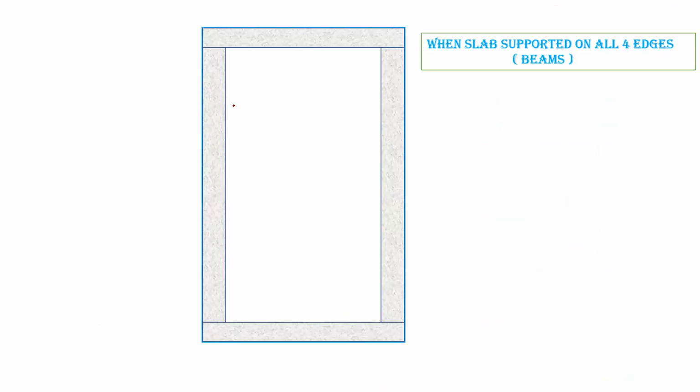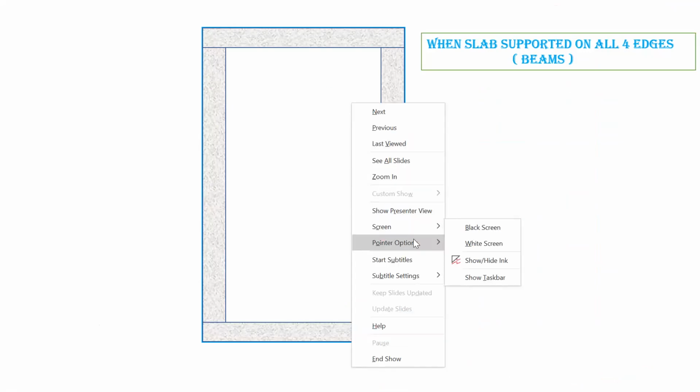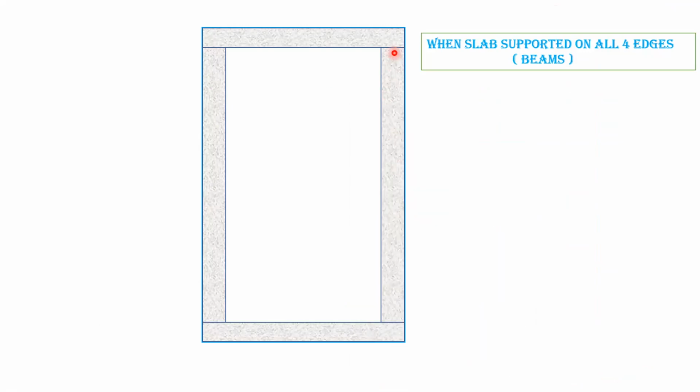But when I explained the one-way slab, we understood that there are two cases. So far, what we discussed was only case one. Now we'll see what case two is. Case two is when a slab is supported on all four beams. Let us say this is my slab and it is supported on all four beams. This is beam 1, beam 2, beam 3, and beam 4.